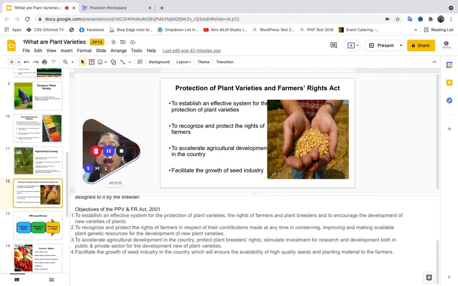The third objective is to accelerate agricultural development in the country. See, when a person is rewarded for their intellectual effort and hard work, they obviously get encouraged, and they obviously accelerate the development. Protection of plant breeders' rights and stimulating investment for research and development was another objective of this act. This act also facilitates the growth of the seed industry in the country as the rights of farmers, breeders, and researchers get protected. They ensure that there is high availability of quality seed for other people as well.